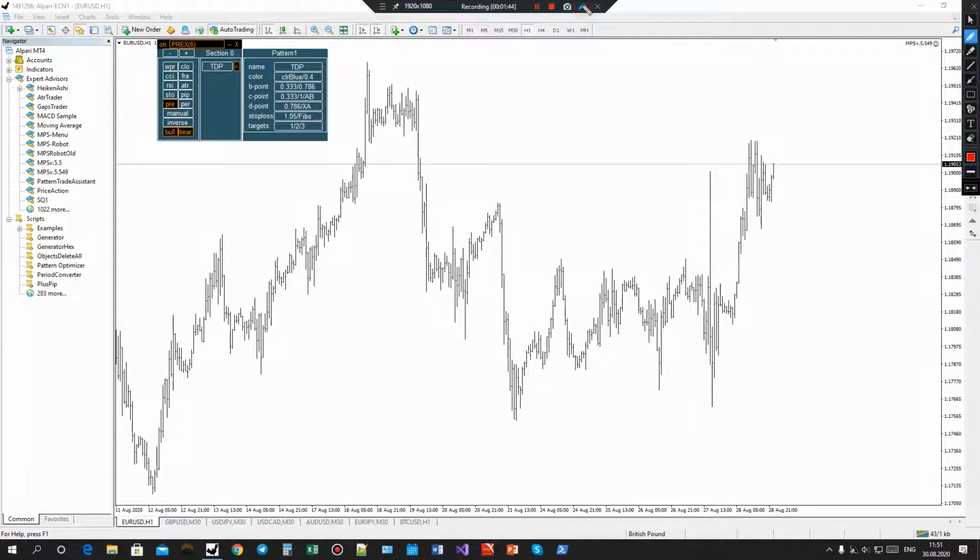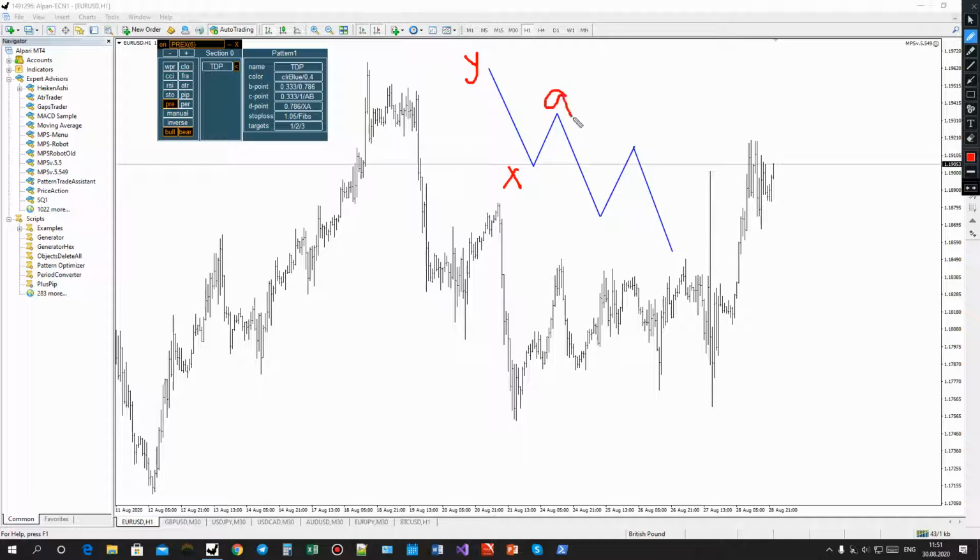If you have a look at this 3 drives pattern, 1, 2, 3, 4, 5, suppose it is this one. Let's label it Y, X, A, B, C, and the D point is a termination where the price should reverse. The first retracement, which is labeled as B point, is actually this XA leg, and the second retracement, which is labeled as C point, is this leg as well.